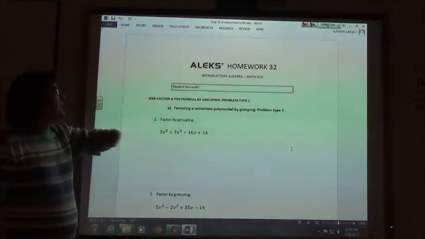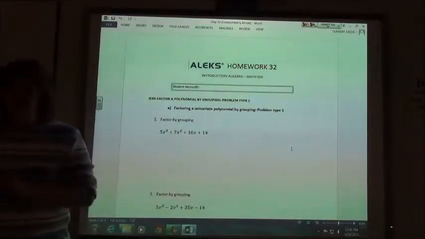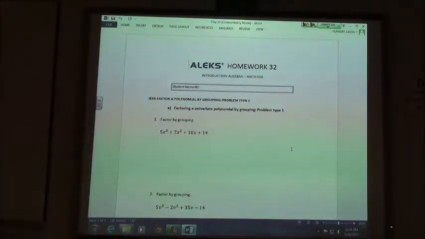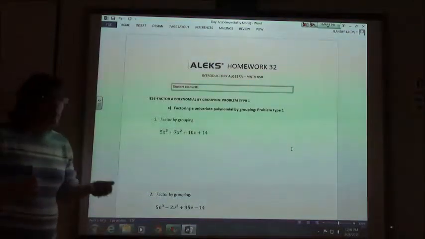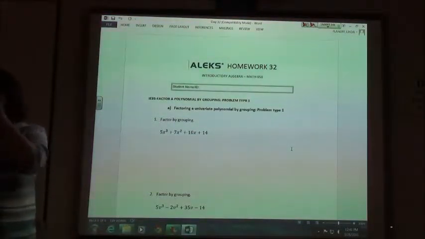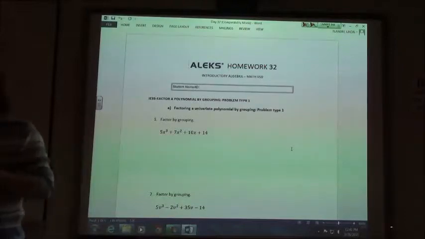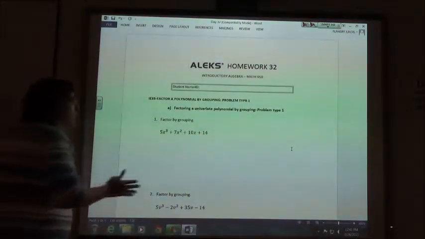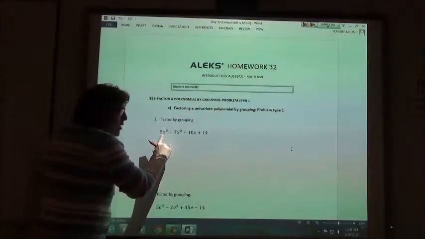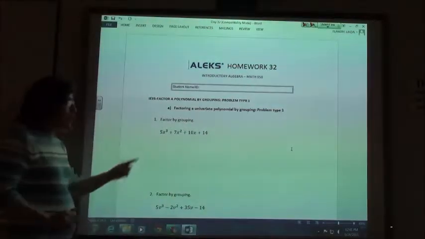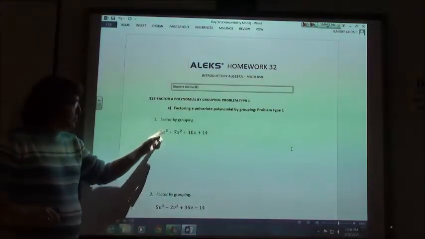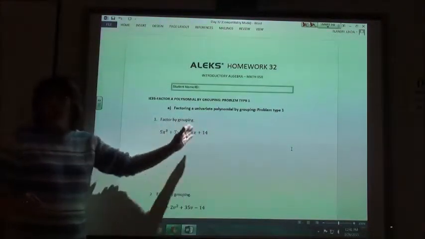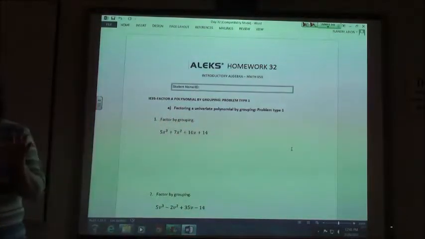So, homework 32, starting out with factoring by grouping. Factoring by grouping is used when you have four or more terms. We're just going to do it with four terms. Basically what we're going to do is group two and two together and take out the greatest common factor like we did on the previous page. If your problem is in descending order as far as the exponents, just leave it in that order.